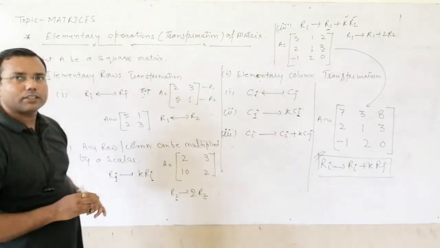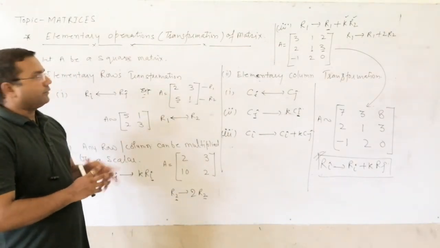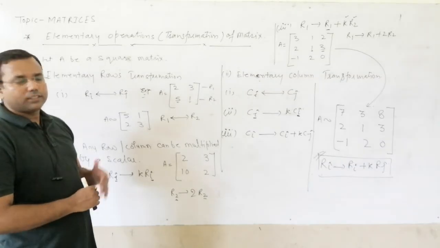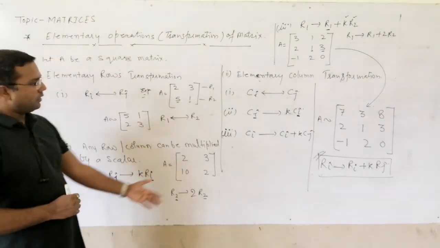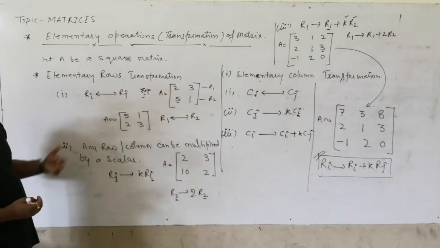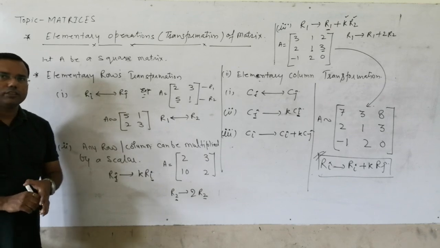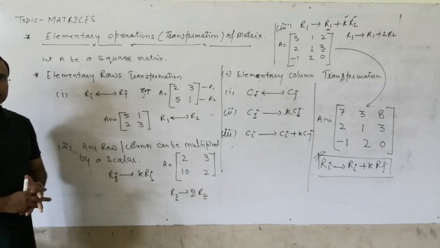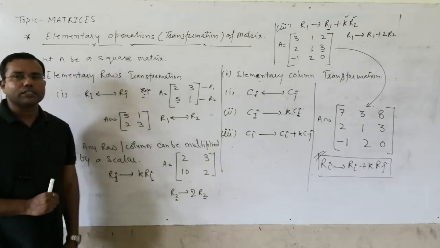So students, these are the total 6 elementary operations for the matrix. These operations are very useful for finding the inverse. Why have we studied this? Because with the help of these operations we will now find the inverse of a matrix. So in the next video I will discuss what the inverse is and how to calculate the inverse using elementary row transformations.